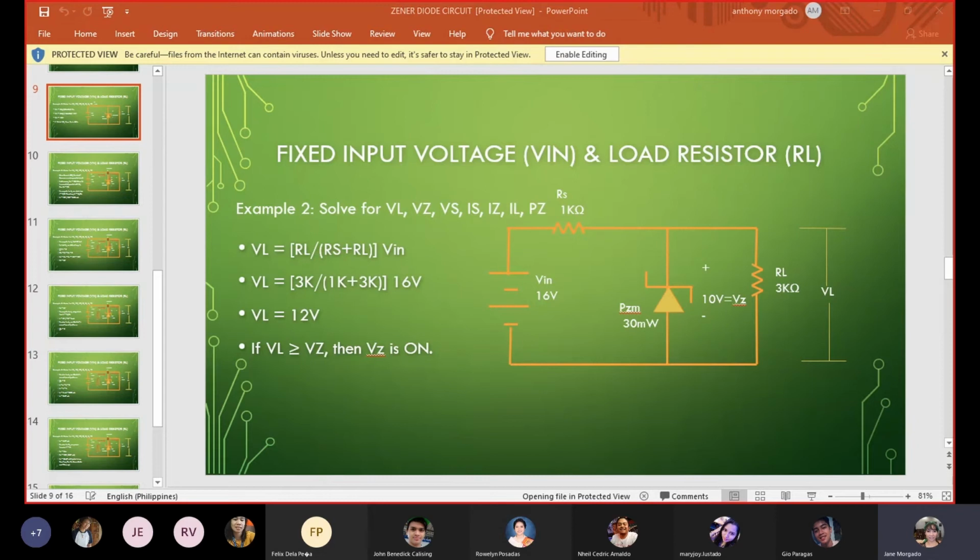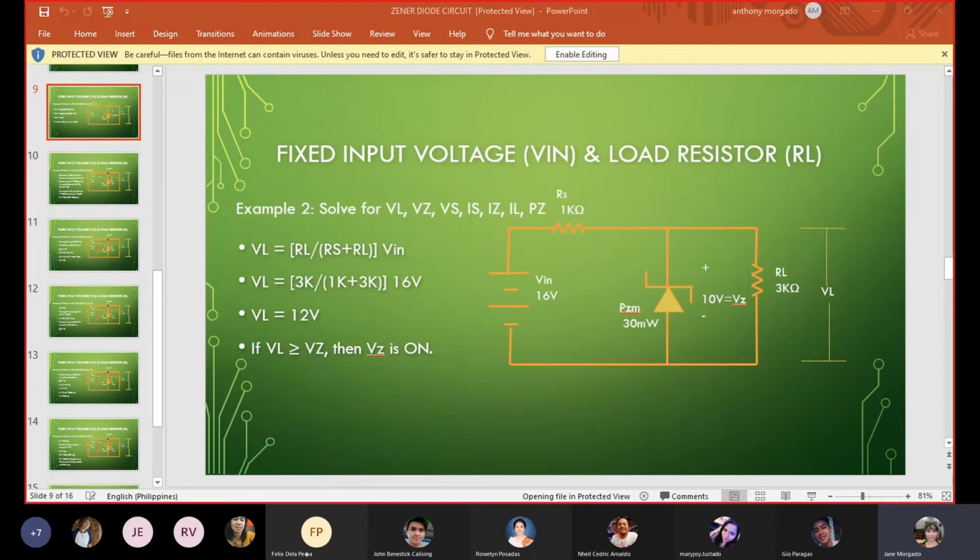So that's why, since tinaasan natin tong RL, we expect that there would be an increase in voltage also across RL. Hopefully, with the increase of RL to 3K, the voltage across RL should be equal to or more than 10 volts VZ, kasi ito yung target natin. So again, initially, sa pag-solve natin, we disregard the Zener diode first. Tanggalin muna natin siya sa circuit.